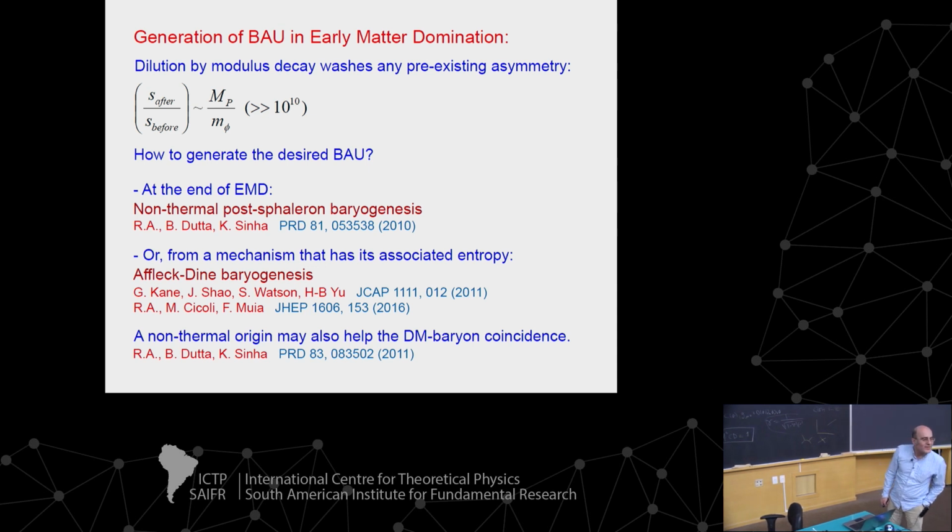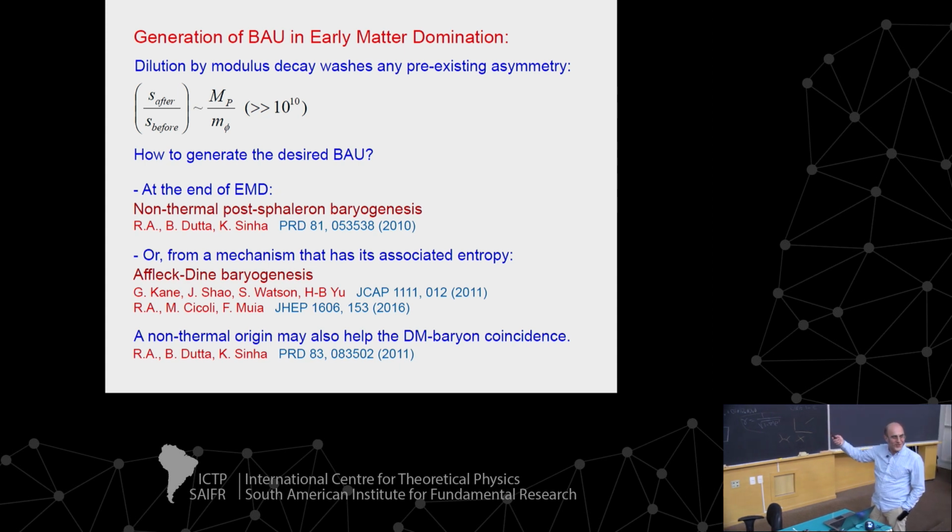Sorry? Is this post-sphaleron baryogenesis what people call cold baryogenesis? No, post-sphaleron means the universe is basically thermalized back to a temperature well below the electroweak phase transition, not really having a thermal bath. I miss how you do baryogenesis in this. It's actually on the next slide.